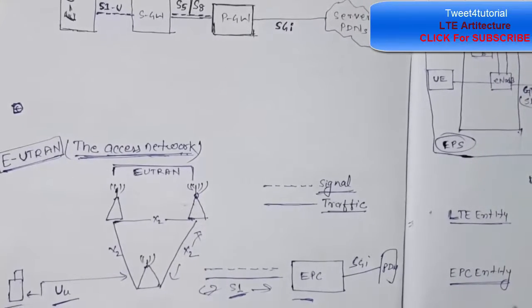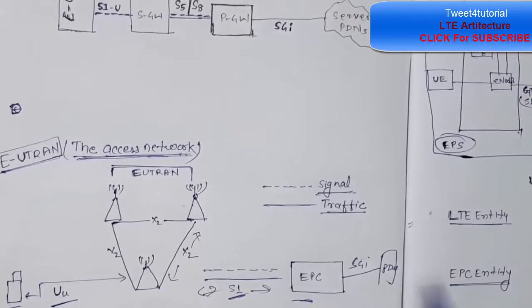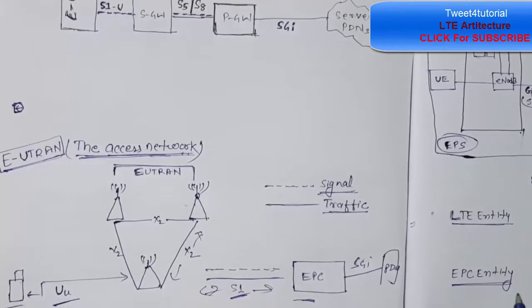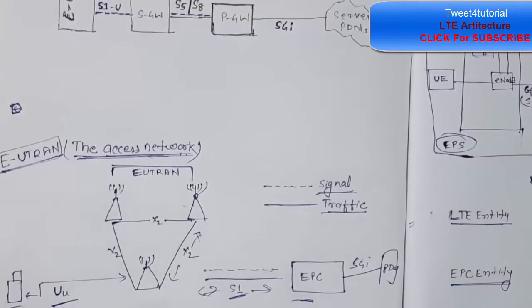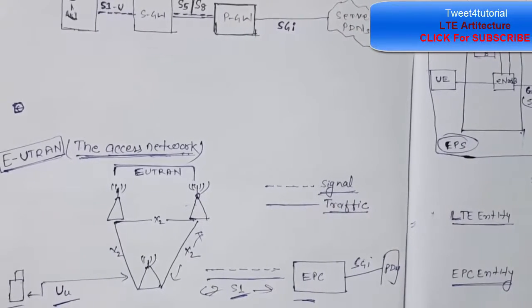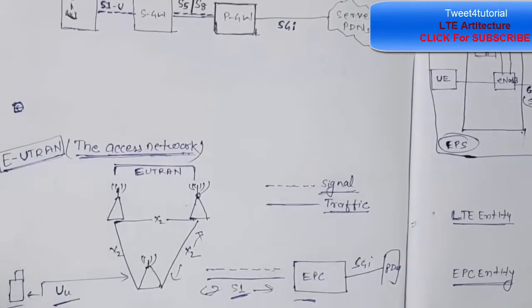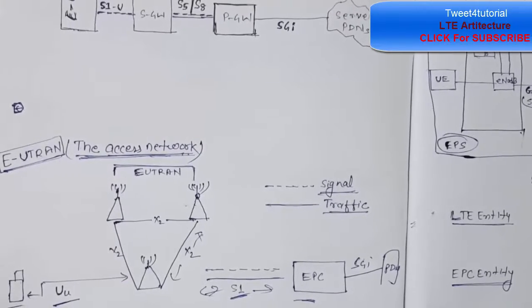Home eNode B is a base station that has been purchased by the user to provide femtocell coverage within the home. Home eNode B belongs to a closed subscriber group and can only be accessed by mobiles with a USIM that also belongs to the closed subscriber group. So this is the basic, and after that we will go to the EPC core network.